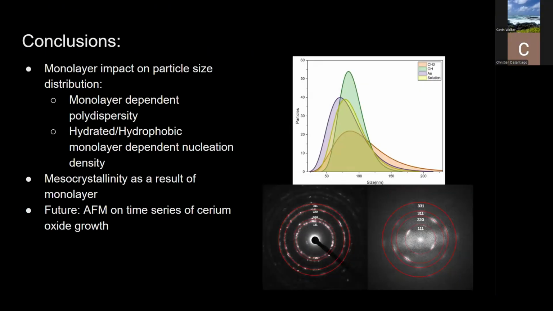So overall conclusions: the monolayer did impact the particle size distribution with monolayer dependent polydispersity, as well as hydrated and hydrophilic monolayer dependent nucleation density. These monolayers also produce mesocrystallinity. And for future work, we would want to focus on atomic force microscopy to see how these cerium oxide nanoparticles grow over time.